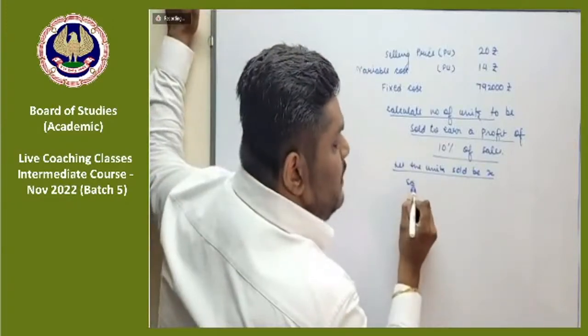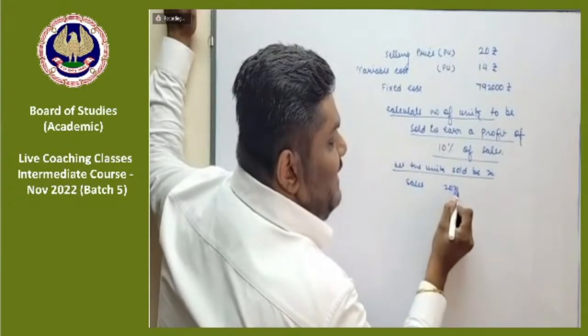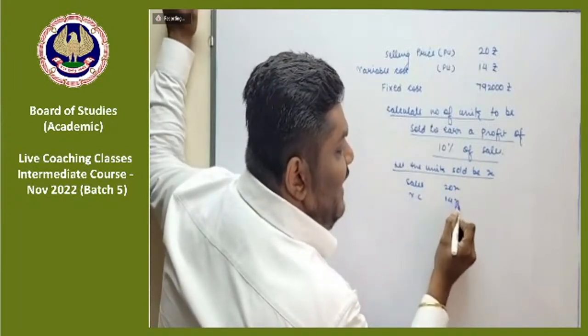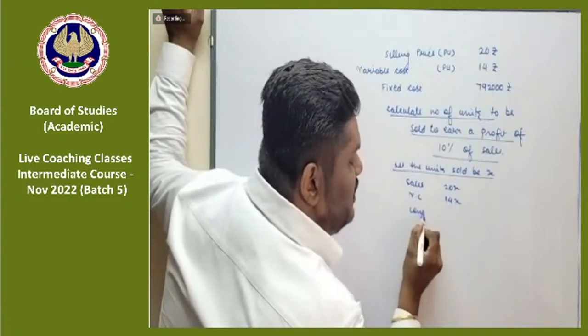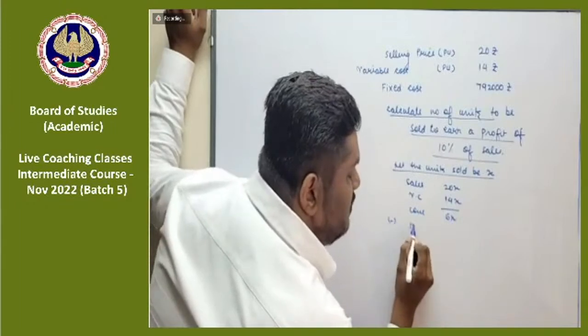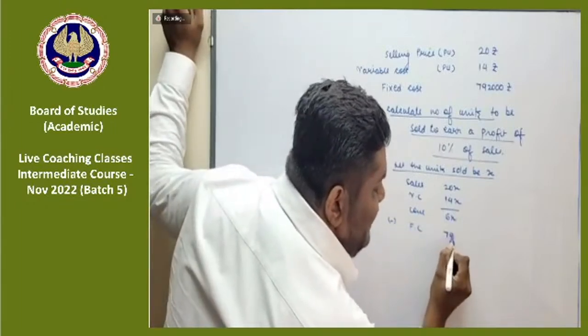So my sales will be how much? 20X. My variable cost will be 14X. My contribution will be 6X. My fixed cost is 7,92,000.